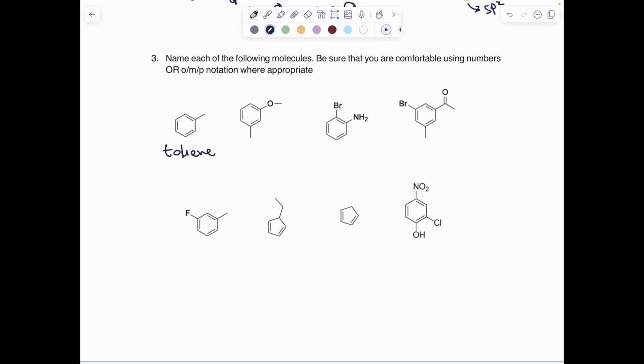The next structure has a methyl group and an OCH3 group. We've learned parent chains for both of these, but we need to determine which one has higher priority and gets to be the parent, and which one is going to be treated as a substituent.